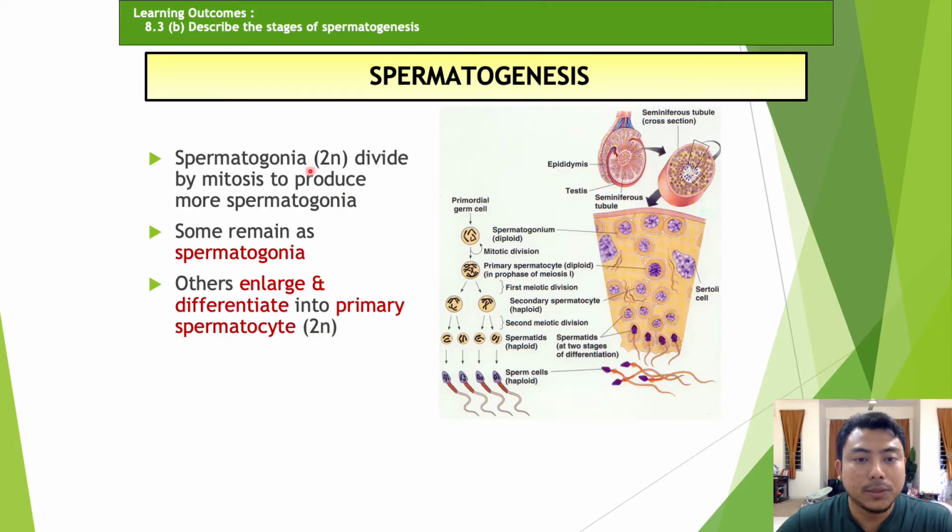So spermatogonia divide by mitosis to produce more spermatogonia, and some remain as spermatogonia for the next cycle, and others will enlarge and differentiate into primary spermatocytes. If you look at this tiny diagram over here, this is the cell called a spermatogonium, which is singular. After mitosis, it will produce more spermatogonia, and some of them will undergo meiosis to continue the production of the sperm cell.